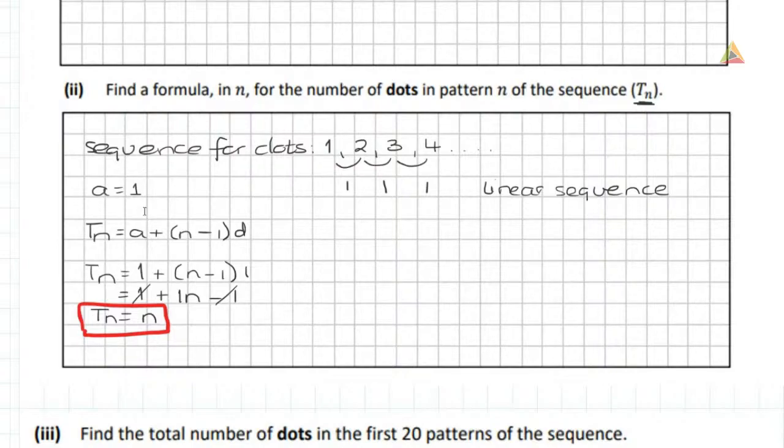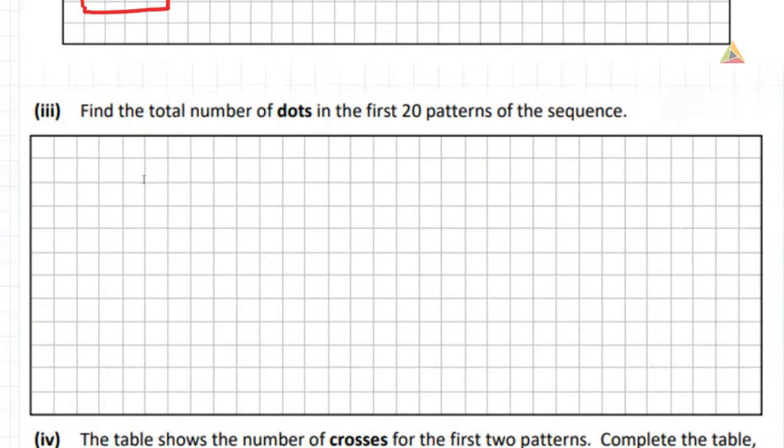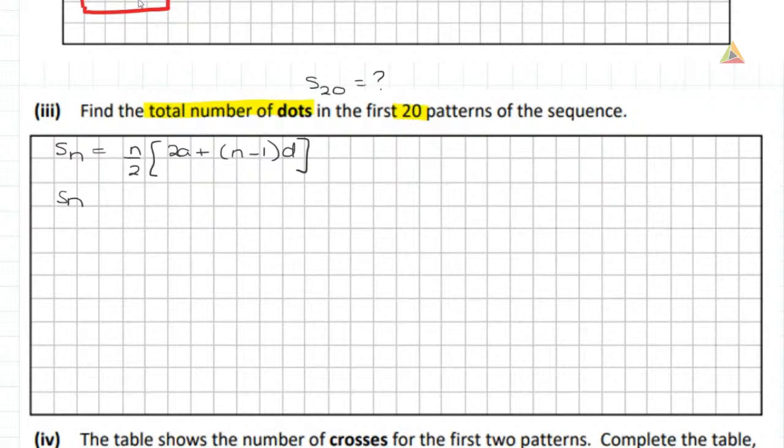Part 3 says find the total number of dots in the first 20 patterns of the sequence. So the total number of dots means S. All right, so we're looking for the first 20 here. So we're looking for S20. Again, we go to our tables and we look up our formula for Sn, which is n over 2 times 2a plus n minus 1 times d. And we're going to say our a was 1, so our first term was 1, and our common difference was 1 as well. So we'll substitute those in for a and for d.